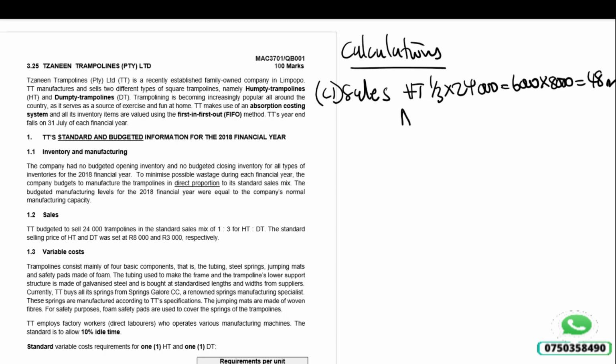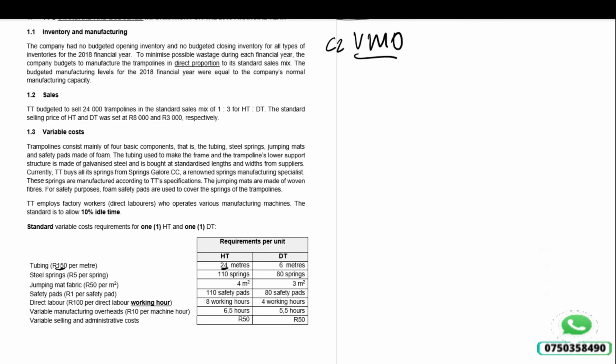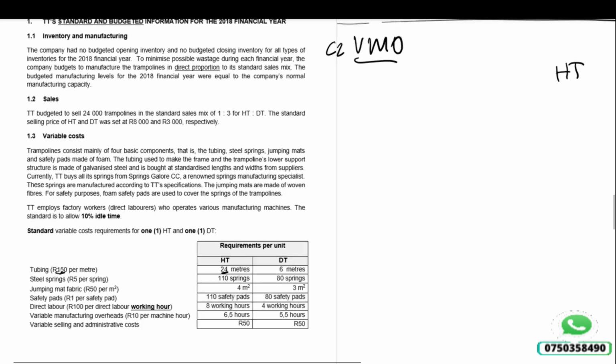Then for DT it was 3/4 multiplied by 24,000, and then we got 18,000. Now 18,000 times 3,000, we got 54 million. Okay, so this was the sales part. So calculation number 2 is going to be the calculation of variable manufacturing overheads. Let's look at the information on variable manufacturing overheads. I'm going to do it for HT, and then I'm going to do it for DT.